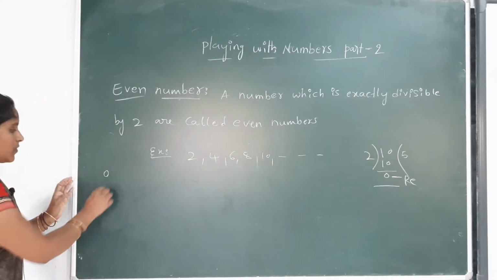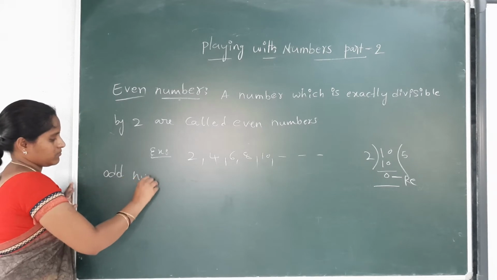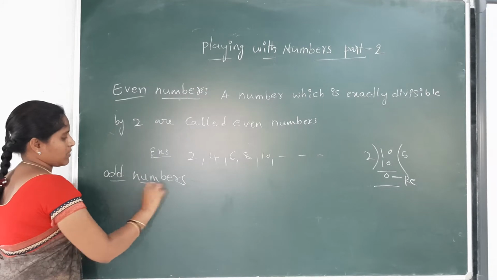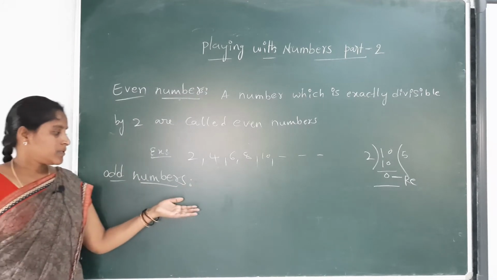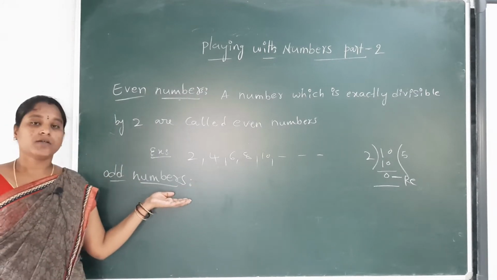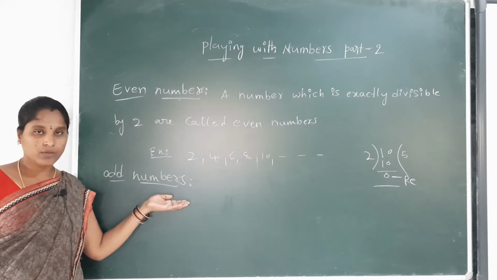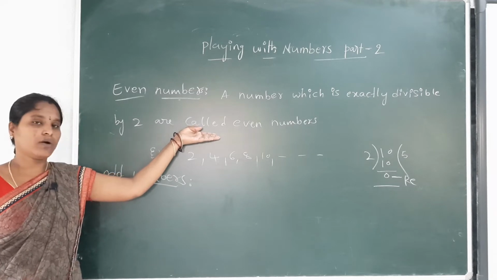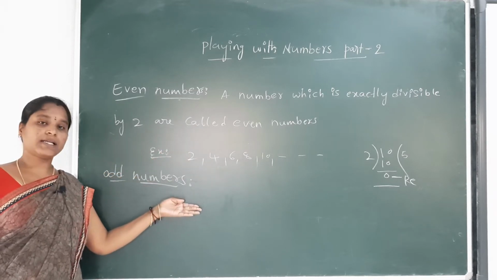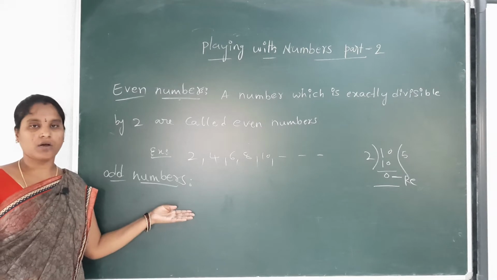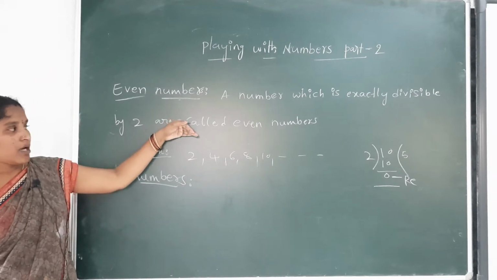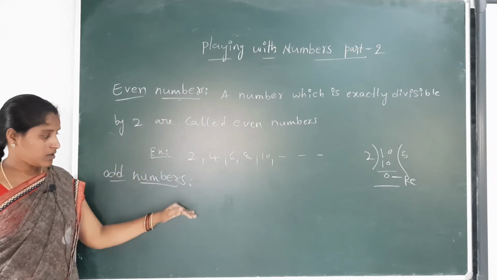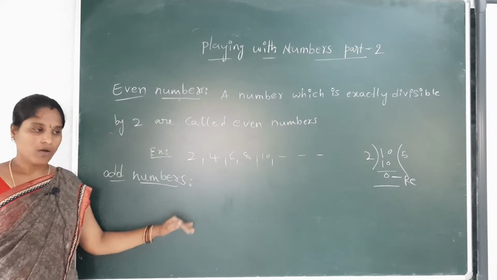Next, odd numbers. A number which is not exactly divisible by 2 is called an odd number. The numbers which are exactly divisible by 2 are called even numbers. Which are not divisible by 2 are called odd numbers.